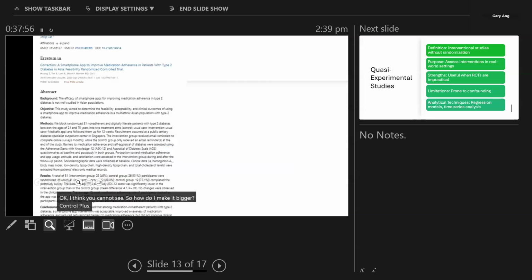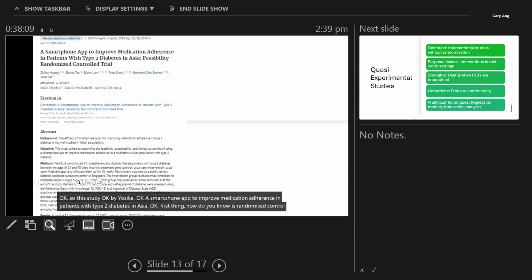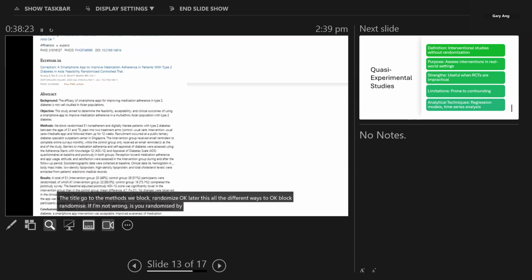Okay, so this study, by Yoshika, a smartphone app to improve medication adherence in patients with type 2 diabetes in Asia. Okay, first thing, how do you know it's a randomized control trial? The title. Go to the methods, we block randomize. These are the different ways to randomize. Block randomize, if I'm not wrong, is you randomize by group. So maybe 5 at a time. Or Monday, this group is randomized to the treatment. Tuesday, randomized not to the treatment. Wednesday, it's not as good as individual randomization, but it's in blocks.